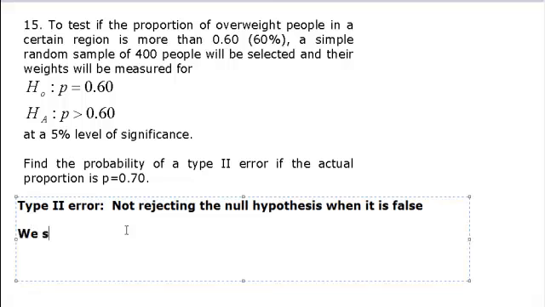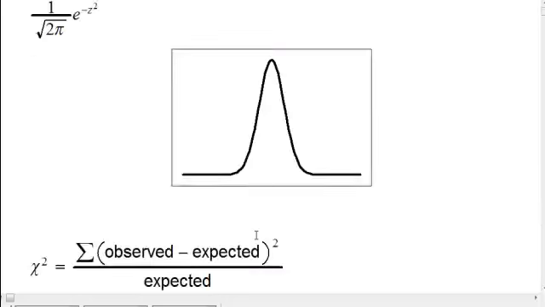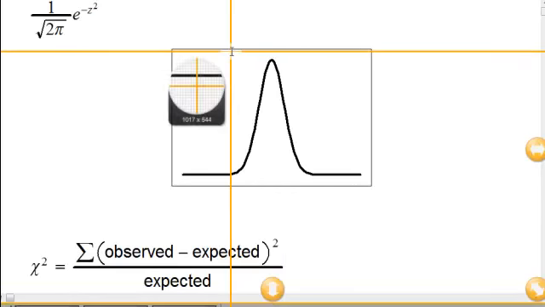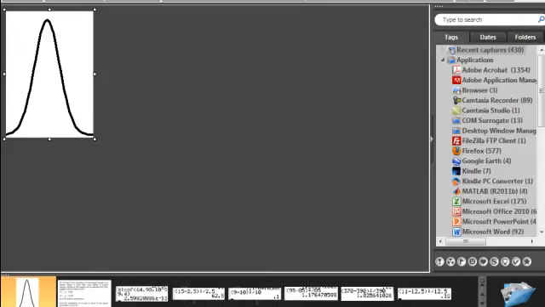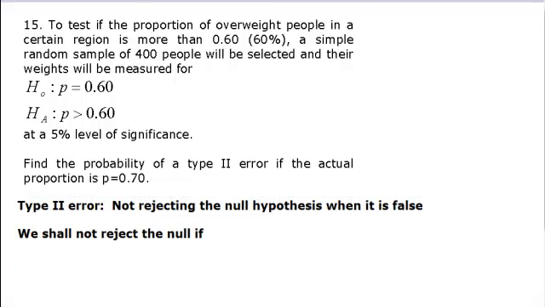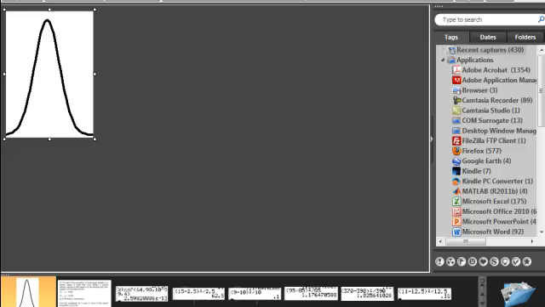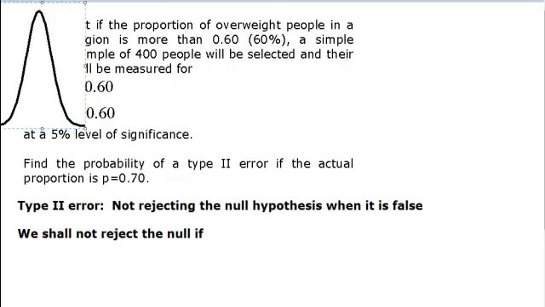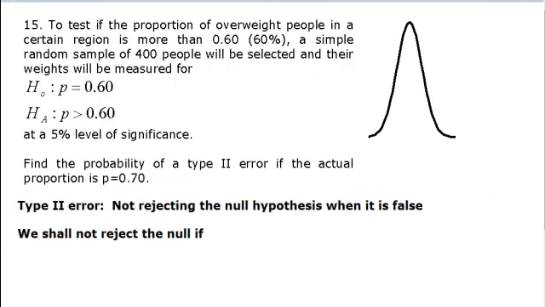Okay, so we shall not reject the null if what happens, give me a second. See, this is the mean right here according to the null hypothesis. What's the mean for the test when we are looking at the distribution of proportions? The mean is how much? 0.6, right? Everybody good?